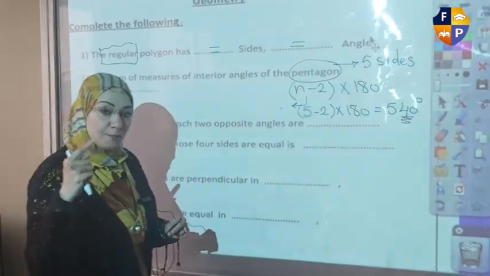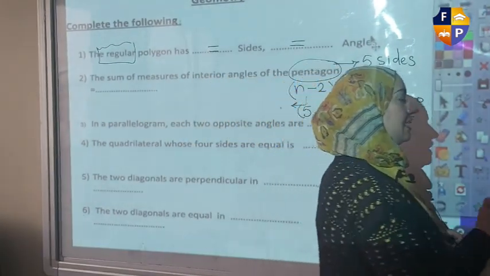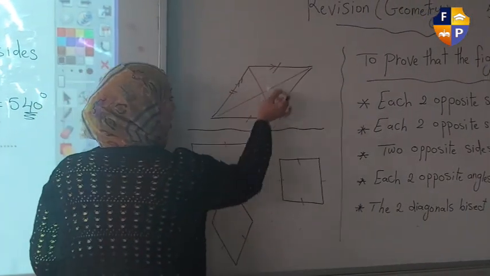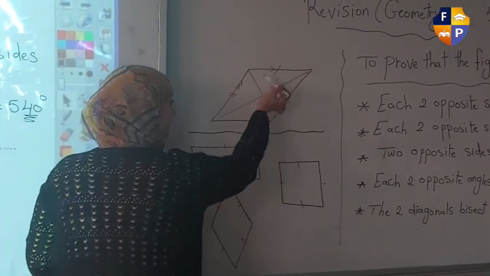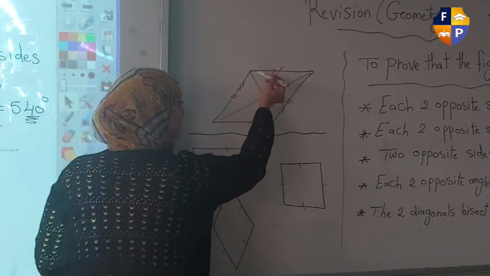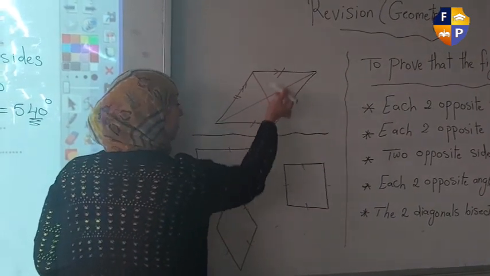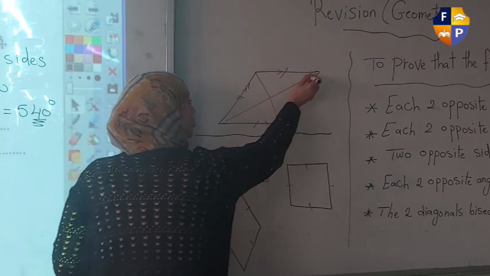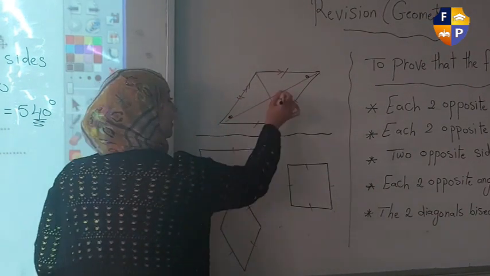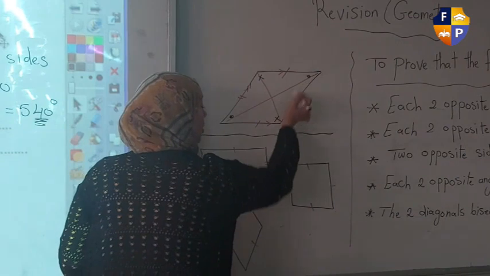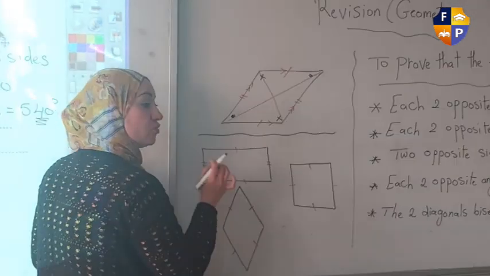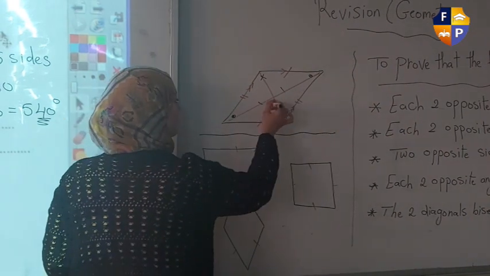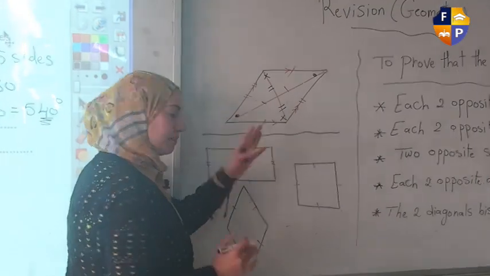Let's revise the properties of the parallelogram. Each two opposite sides are parallel and equal in length. This is equal to this in length and parallel, and these sides equal these sides in length and also parallel. Each opposite angles are equal in measure. The sum of two consecutive angles equals 180, and the two diagonals bisect each other like a knife.